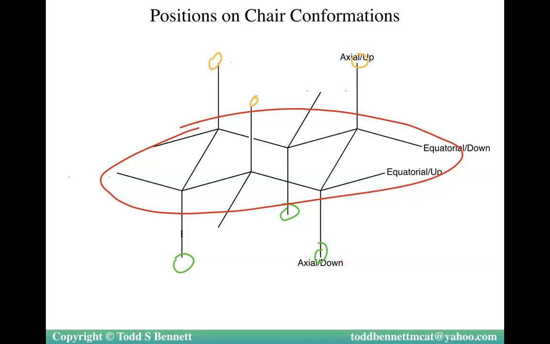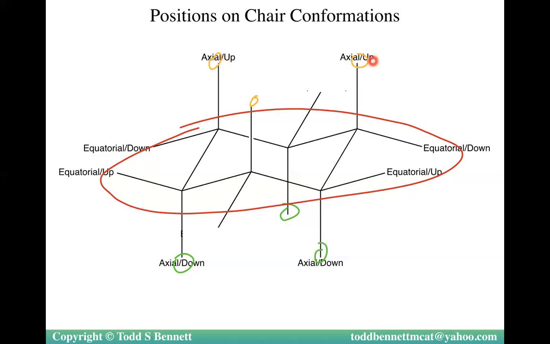So again, notice it goes from axial down. Next one is axial up. Goes from equatorial up. Next one over is equatorial down. It alternates. So if this is axial up, this one must be axial down. This is axial down, so this one must be axial up. We can do the extremes first. Axial up.